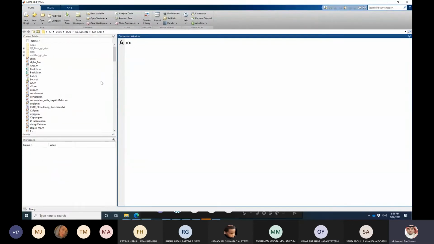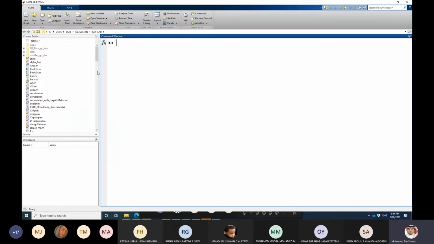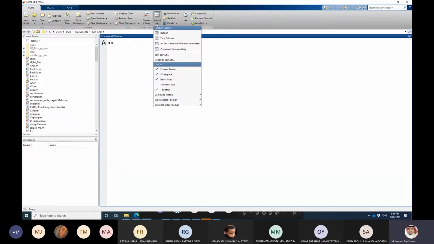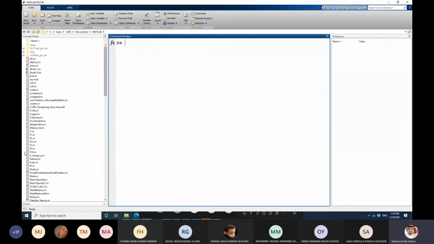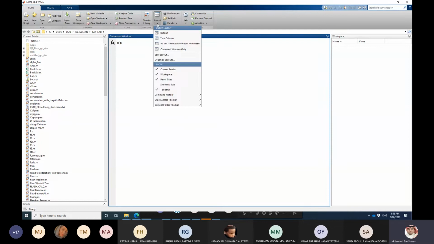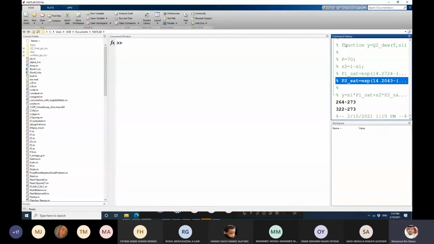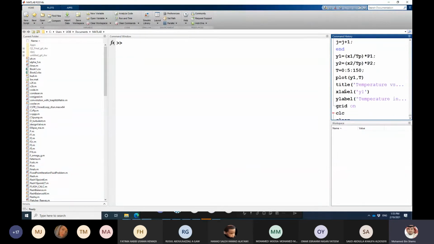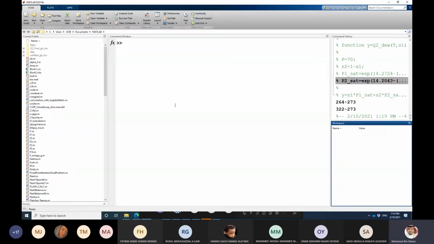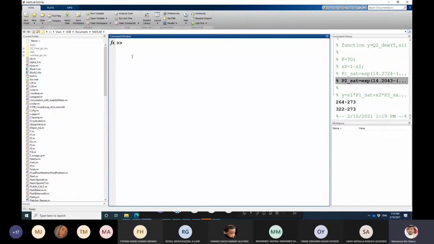And you will see here in the command window the default layout. If you go to Layout and click Default, it shows you the current folder and the workspace. Anything you want to see, you can bring up the command history. I can dock it. Okay, that's the command history. Anything I wrote is there, all the things that I wrote before.